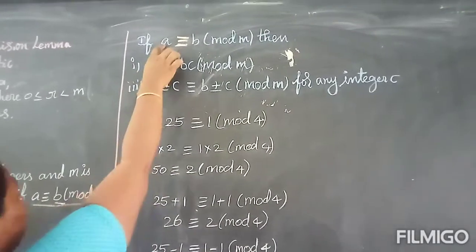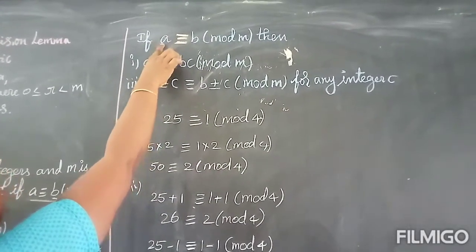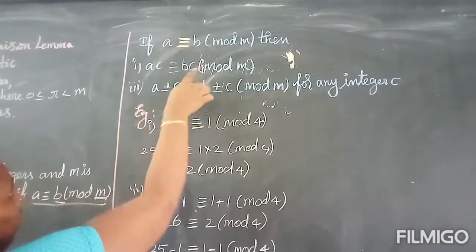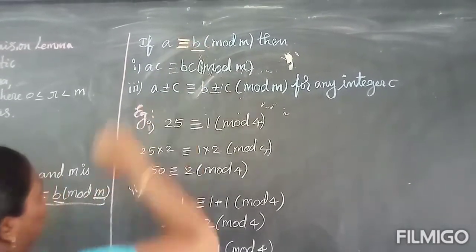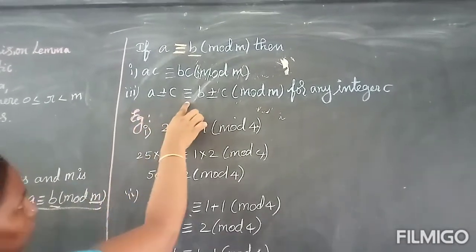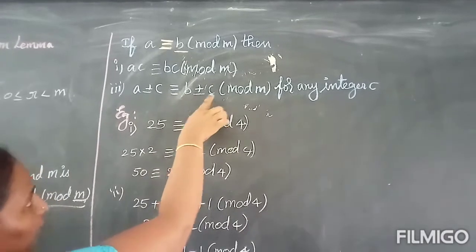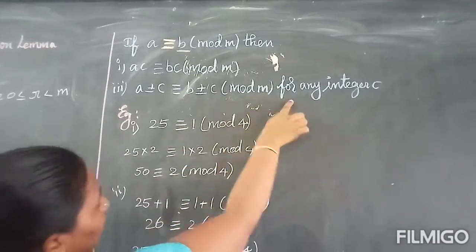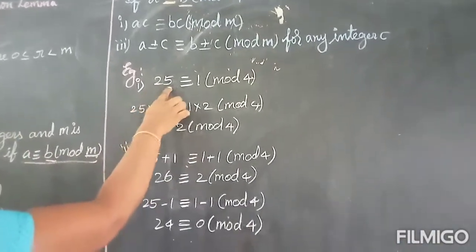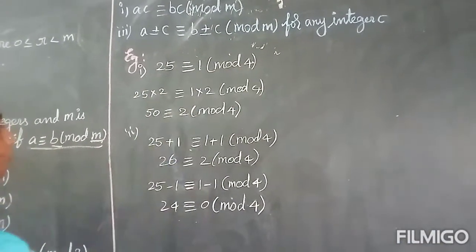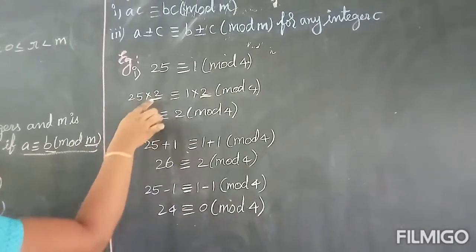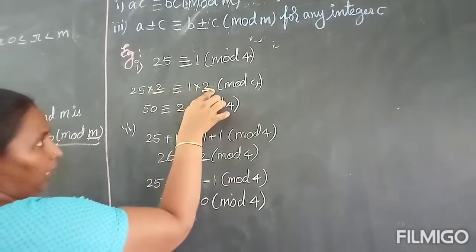If you add any integer to this A, or subtract any integer from this A, that same operation can be done here for B also. That is, A plus or minus C is congruent to B plus or minus C mod M for any integer C. I have given one example here. See this, 25 is congruent to 1 mod 4. I am going to multiply by integer 2. So 25 twos are, if you multiply here, you have to multiply here also.